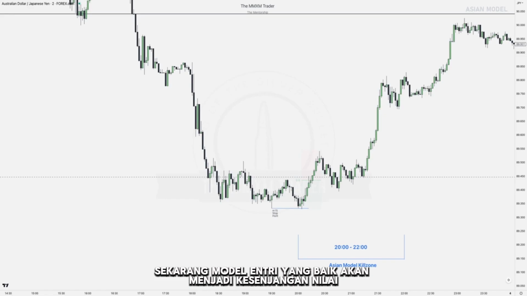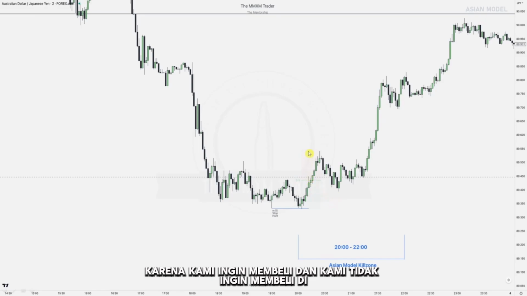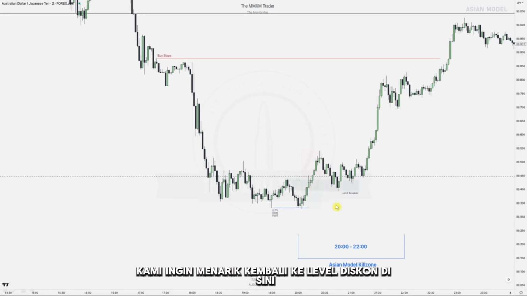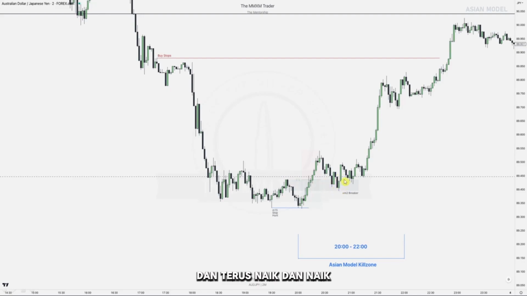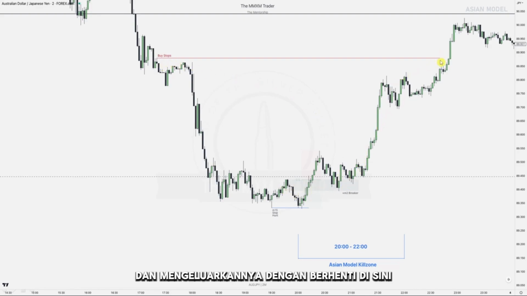Now a good entry model would be a fair value gap or an order block, right? And it has to be in discount, right? Because we want to buy and we don't want to buy in a premium level. We want to draw back into that discount level down here. What do we see? We have a breaker down here, and you can see price supporting over here and continuing up and up and up. And we have those clean highs up here, those failure swings above here, right?